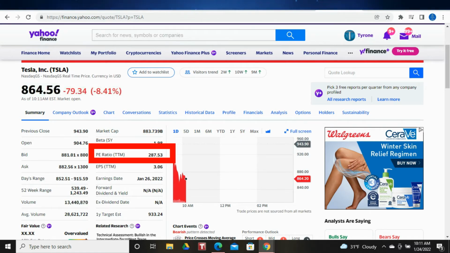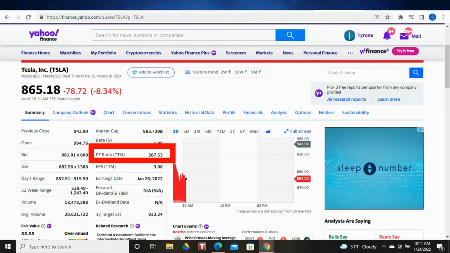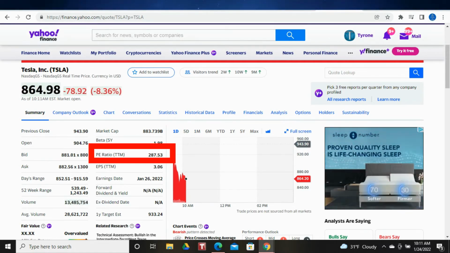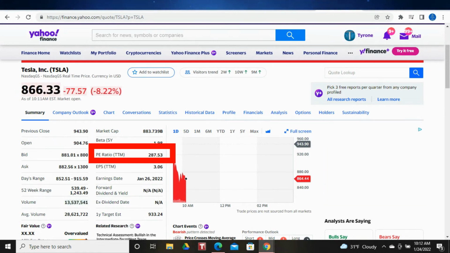All right, next let's get into the PE ratio, the price to earnings ratio. It's calculated by dividing the price of one share of the stock of the company, in this case Tesla, by the earnings per share for the last 12 months. Okay, so in Tesla's case, we see what our PE ratio is. So you might be asking yourself, is this bad? Is this good? Is it high? Is it low? All right, let's walk through it.